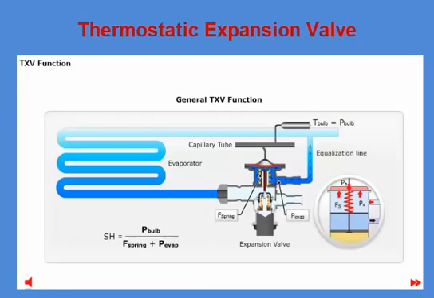Depending on the actual SH value, the TXV orifice will open or close. If the load on the evaporator increases, the increasing superheat will in turn increase the bulb temperature or pressure. This will open the TXV orifice, so more refrigerant is injected. If the load on the evaporator decreases, the decreasing superheat will in turn decrease the bulb temperature or pressure. This will close the TXV orifice, so less refrigerant is injected.